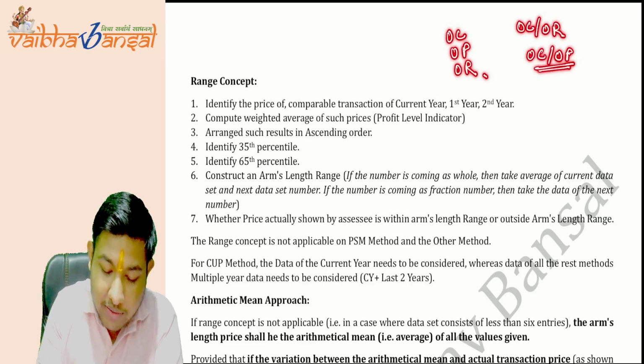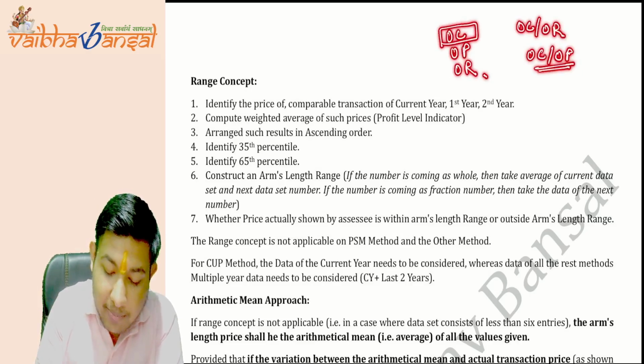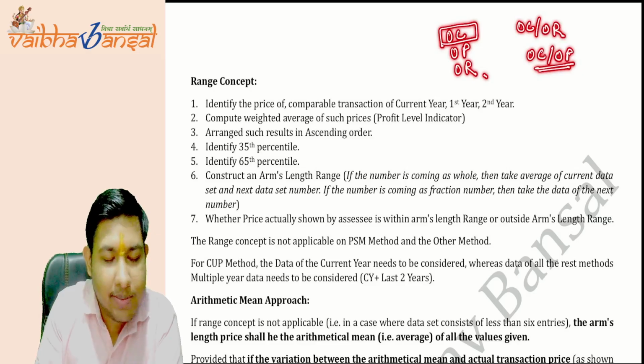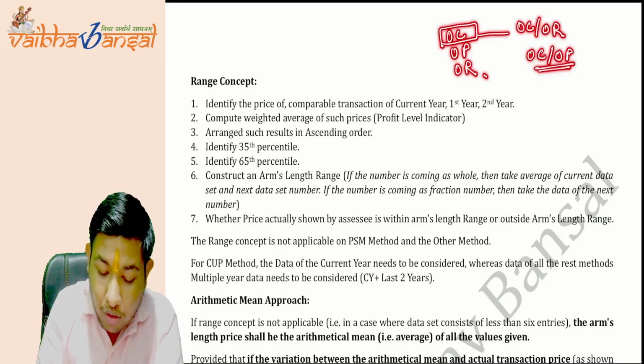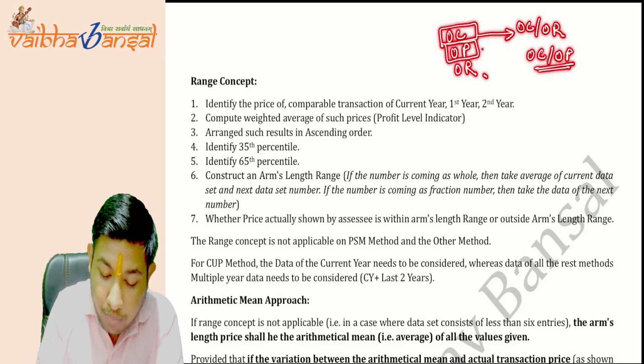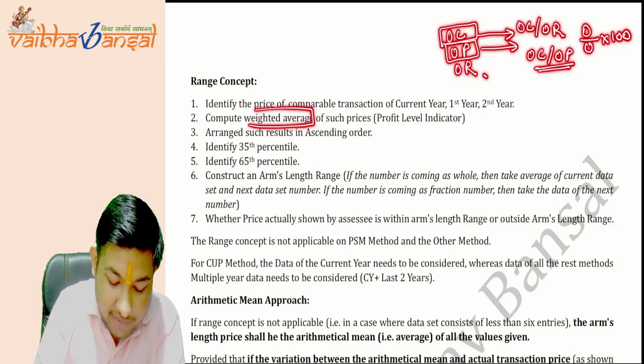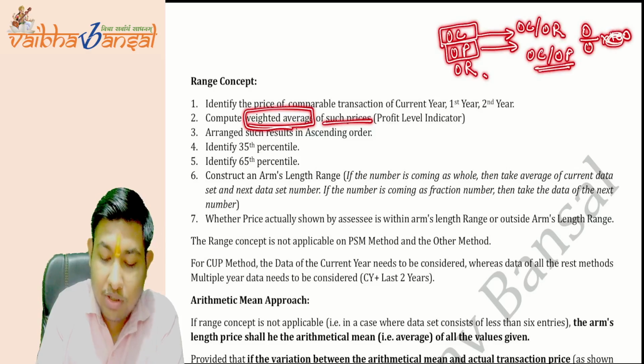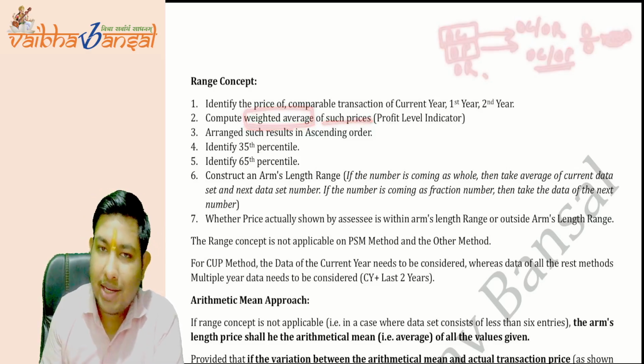Okay, so what will you do? Suppose it is OP by OC. Sum up all the OCs and sum up all the OPs, then divide the sum of OPs by the sum of OCs and multiply by 100. You will get the weighted average price. Is this point clear?